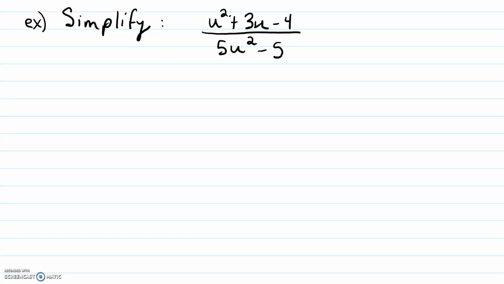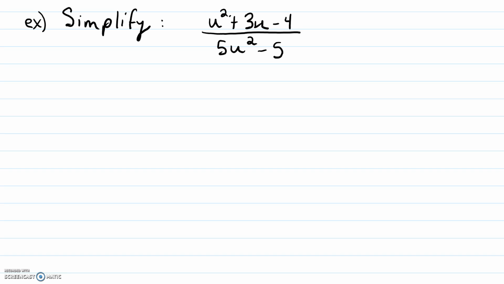Okay, here we're going to simplify the rational expression (u squared plus 3u minus 4) divided by (5u squared minus 5). We know this is a rational expression because we have a fraction with variables in the denominator. So the steps to simplifying a rational expression: we need to take the top and bottom and make sure it's factored completely before we go through and start canceling terms.